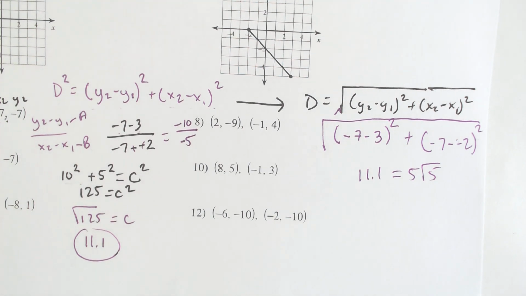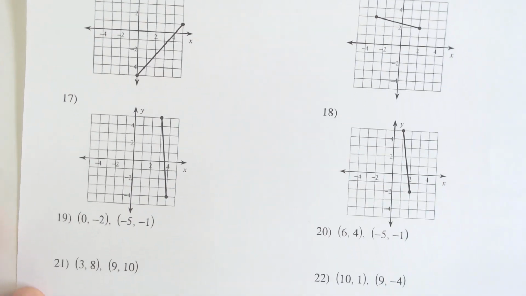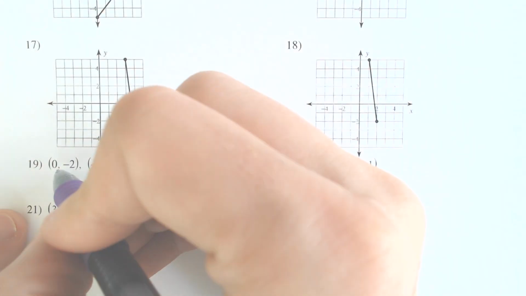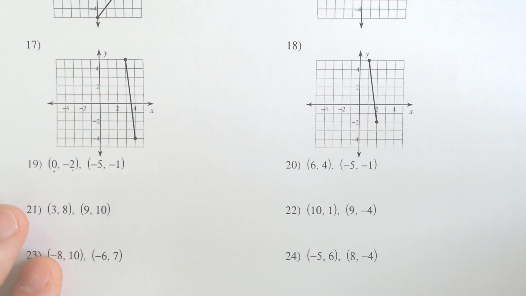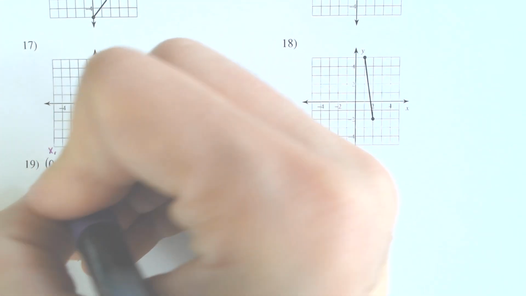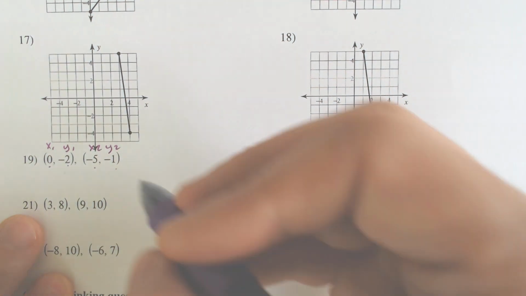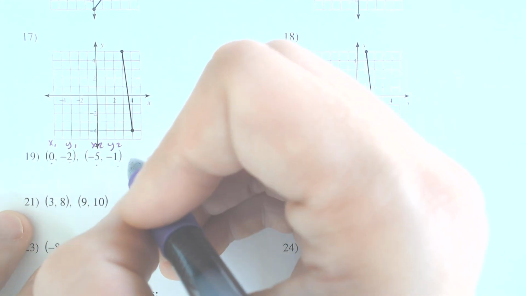I'm out of room on this paper. Let's do number 19. For 19, we have 0, negative 2, and we have 5, negative 5 and 1. There's your x1, y1, x2, y2. I am going to start with the slope formula because that's what I prefer.